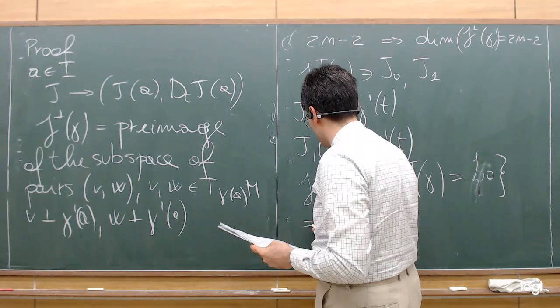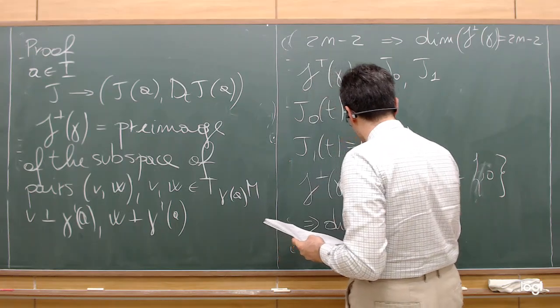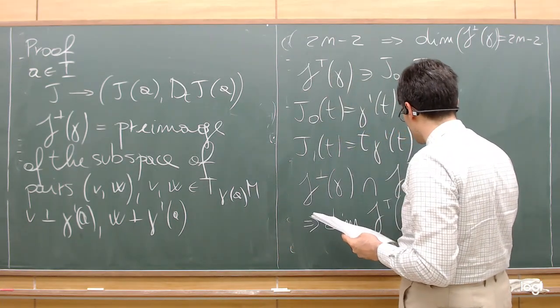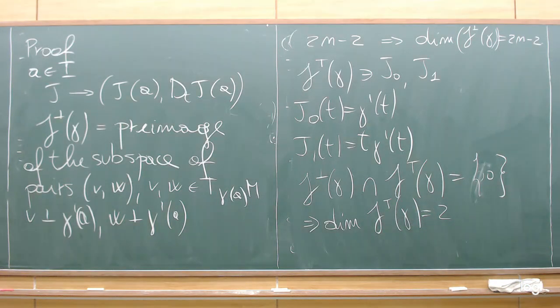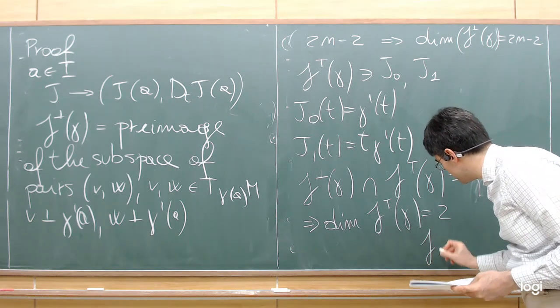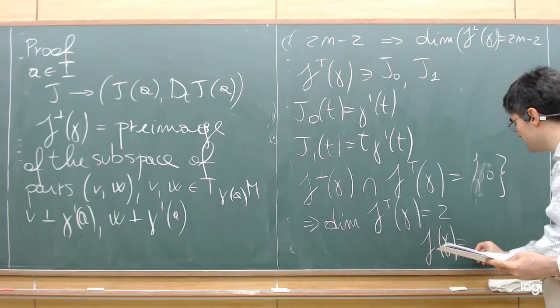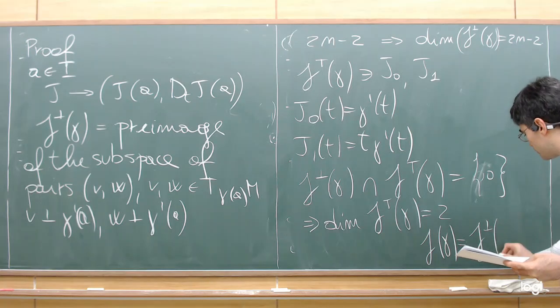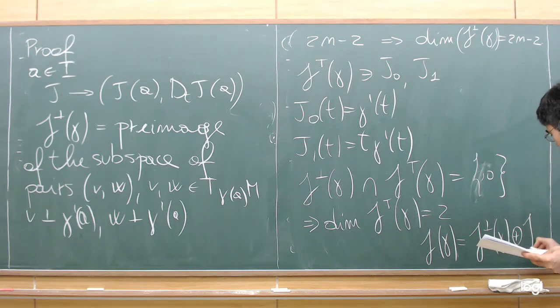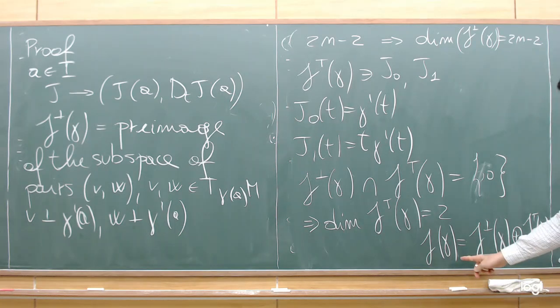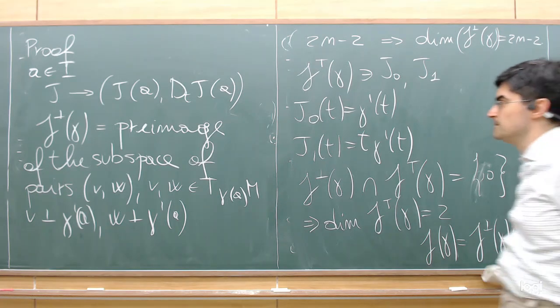So this implies that the dimension of J tangent gamma is exactly 2, and we have the decomposition I announced a few minutes ago, that is J gamma is J orthogonal gamma direct sum J tangent gamma, and this implies that any element of J gamma can be decomposed as the sum of a tangential Jacobi field and a normal Jacobi field.